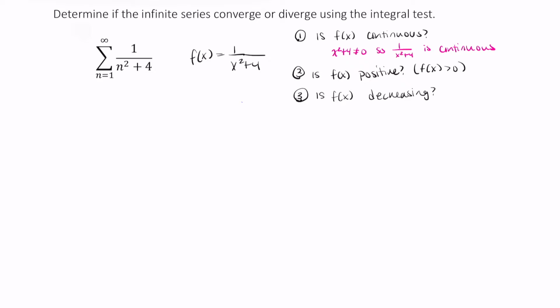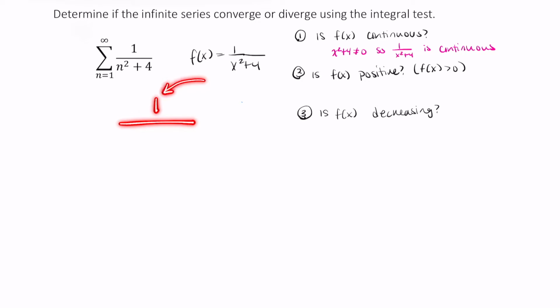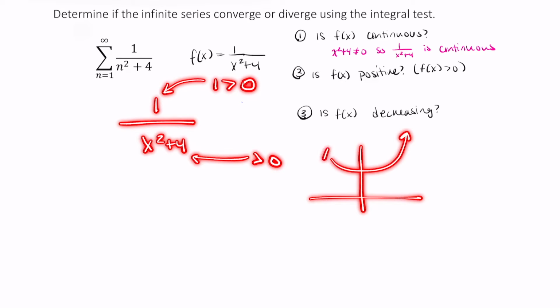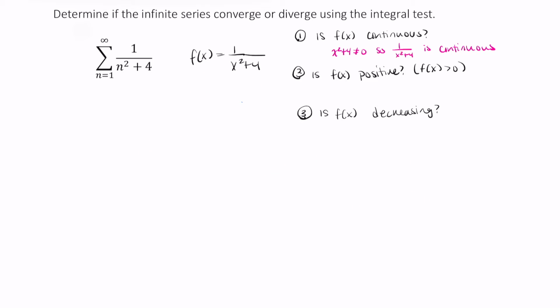Next, let's see if this function is positive. For that, let's look at the different parts of it, the numerator and the denominator. Our numerator of 1 is certainly positive; it's always greater than 0. What about x squared plus 4? Again, this is also greater than 0, since this is just a parabola shifted up 4 units. Since we have a positive numerator and a positive denominator, the result is also positive.